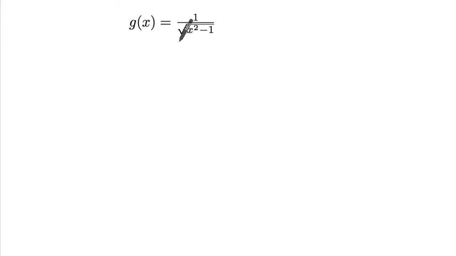The domain of this is affected by two things. First of all, it's under a root, so it has to be greater than or equal to 0. But because it's also in the denominator of a fraction, it actually cannot be 0. So we have to omit the 0.